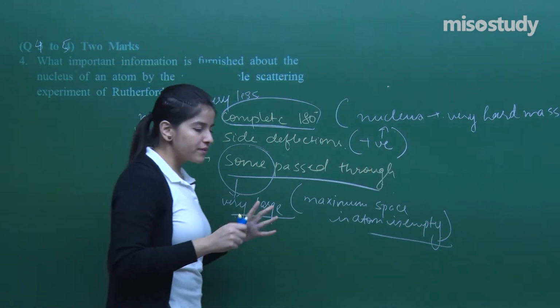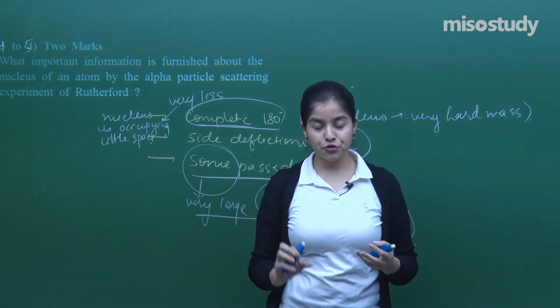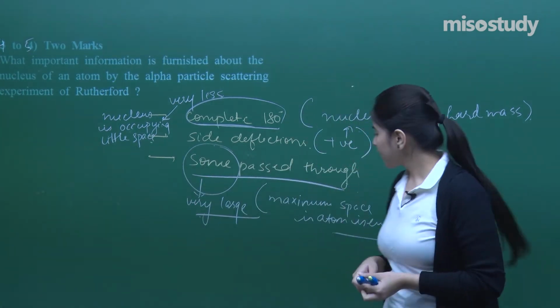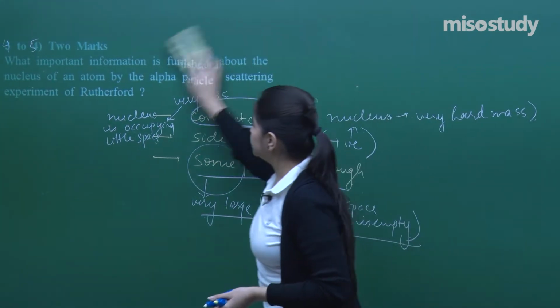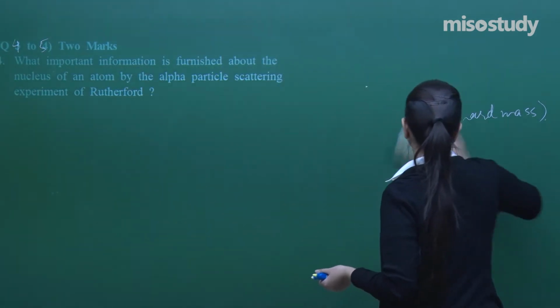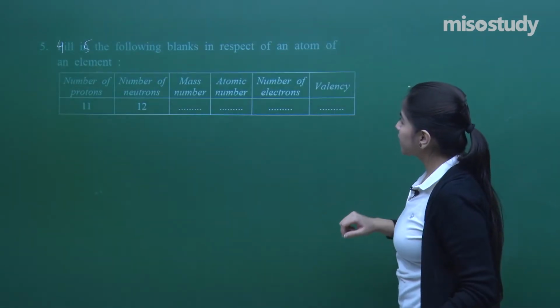You need to form an entire answer of it, because since it holds 2 marks, you just have to write 2 to 3 lines for each and every observation, and that will do. Fine? Okay. So that was question number 4. Now let's come up to question number 5.